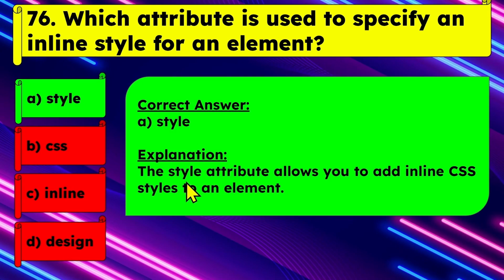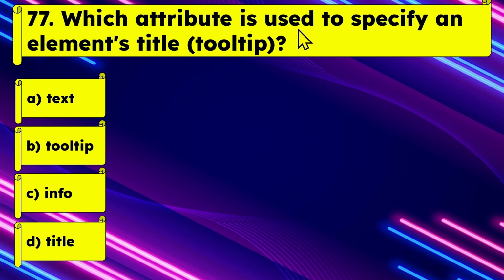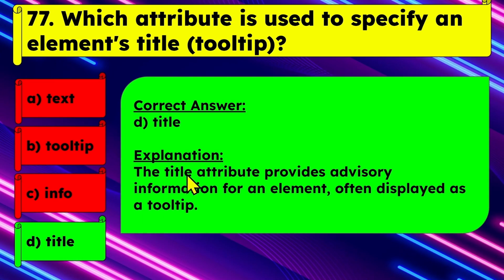As you can see, the style attribute allows you to add inline CSS styles to an element. Next question is, which attribute is used to specify an element's title, means tooltip? Option A, text, option B, tooltip, option C, info, option D, title. So here the correct answer is option D, title. As you can see, the title attribute provides advisory information for an element and which often displayed as a tooltip.